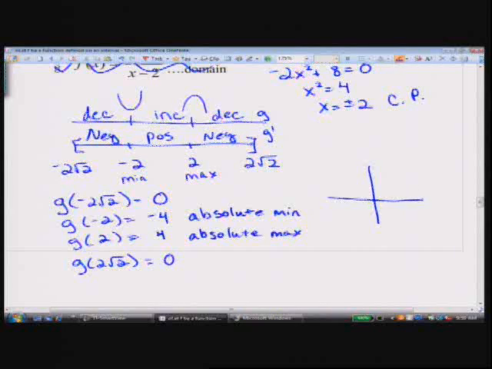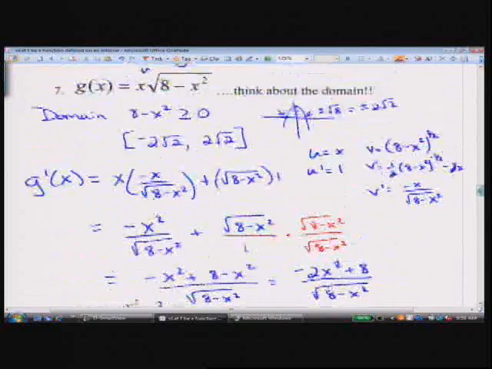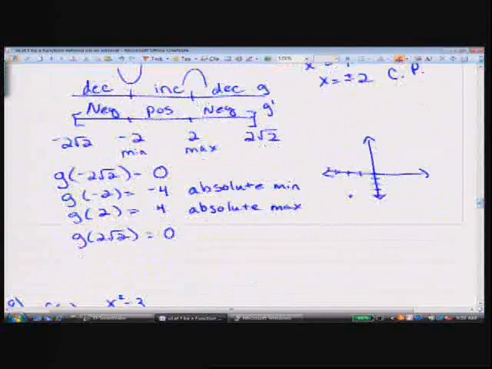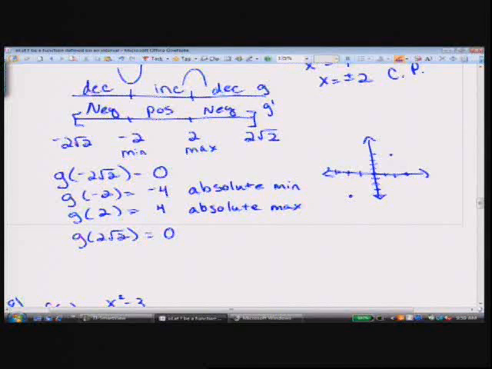So watch me graph it. I know -2 square root of 2, 0. -2, -4. And I think 0, 0 is on the graph, isn't it? Yeah, that's just something I know. And then also 2, 4. And then this is 0. And so, I mean, it's actually like out there. Okay, and so it looks like this. It's kind of fun. And that's my graph.